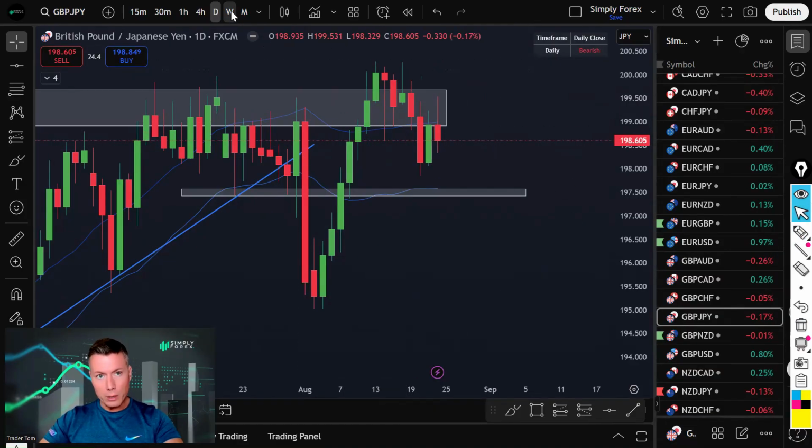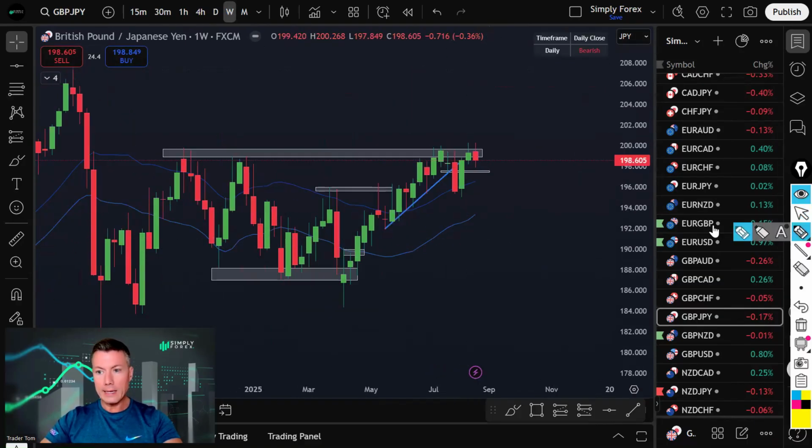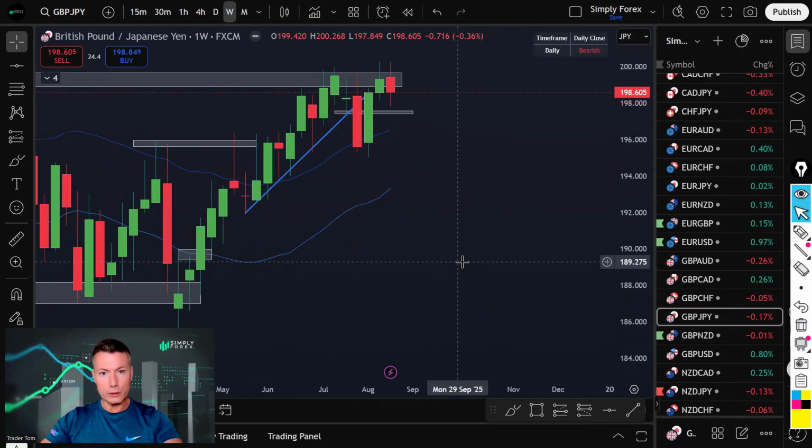So let's just start with the weekly here, because I want to show you this as well. We are at a key weekly resistance level, and we're getting bearish weekly candles at that level. If I zoom in, you can see that. So pound yen sells is my second trade idea.